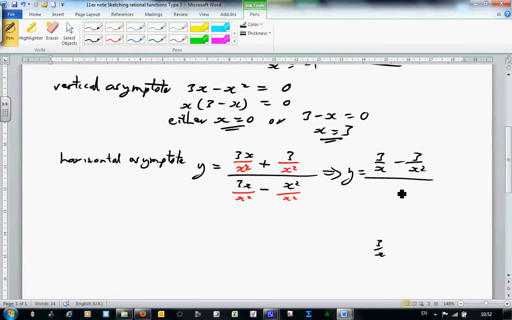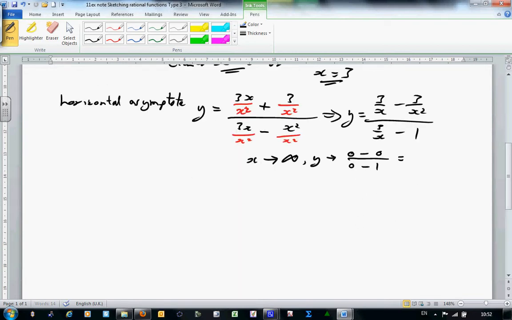Now remember what we did before, we're saying that as x gets really, really big, so as x tends to infinity, y is going to tend to the first term. 3 over something really big is small. 3 over something really, really big squared is really, really small. Similarly on the denominator, and we end up with that. So it looks like we've got 0 over minus 1, which is 0. So we've got a horizontal asymptote at y is 0.